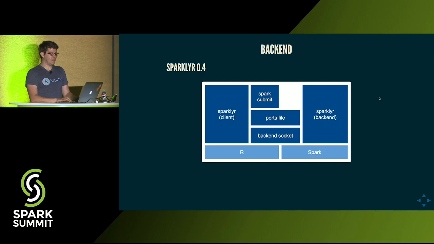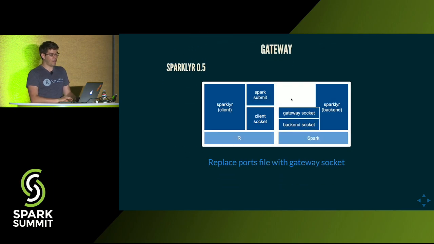In order to simplify this, our first approach in Sparklyr 0.5 was to get rid of that ports file. Rather than having the backend write a file that we then have to read, we moved into a proxy, or what we call a gateway mode, in which once Spark Submit starts the backend, the backend is already running on a well-known port. We chose port 8880, but this is configurable, obviously. Once we know this port, all communication is done through port 8880.